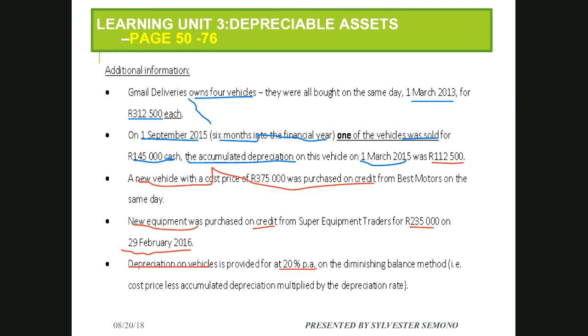Diminishing balance method. I don't like this exercise. Why? Because they told you how to calculate it. Can you see now? What are they saying? Costs less accumulated depreciation. Multiply by what? The rate. So you must just know this one. You must know that when you are using diminishing balance method, you will always take the cost less what? Accumulated depreciation. Are we together? Okay, no problem. So far, guys, we analyzed.